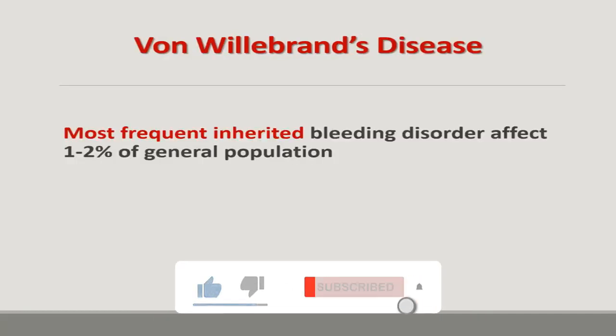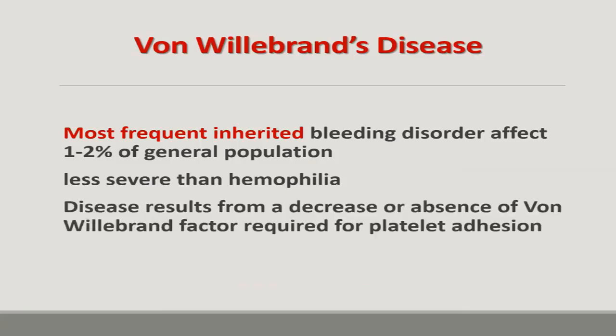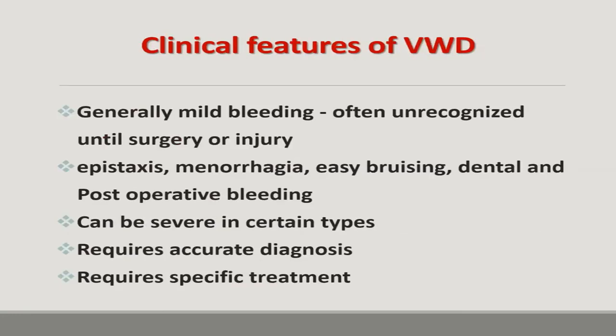Now we talk about von Willebrand disease. It is the most frequent inherited bleeding disorder, which affects 1 to 2% of the general population. It is less severe than hemophilia, and it results from decrease or absence of von Willebrand factor, which is required for platelet adhesion. That's why it affects primary hemostasis, due to a defect in platelet adhesion.